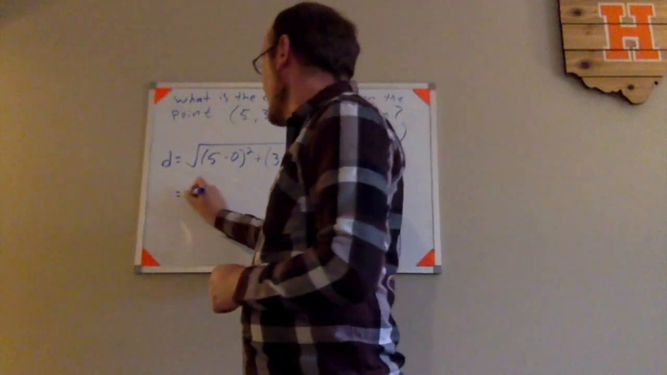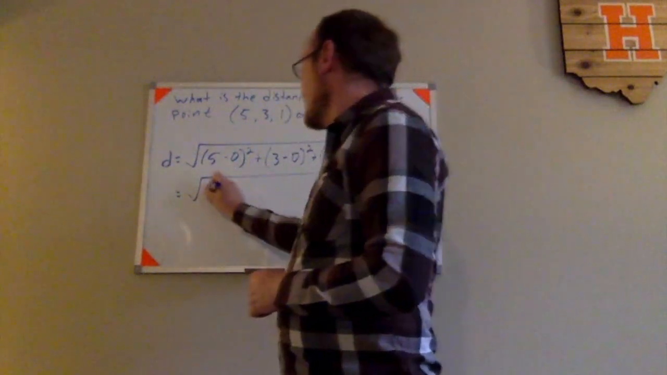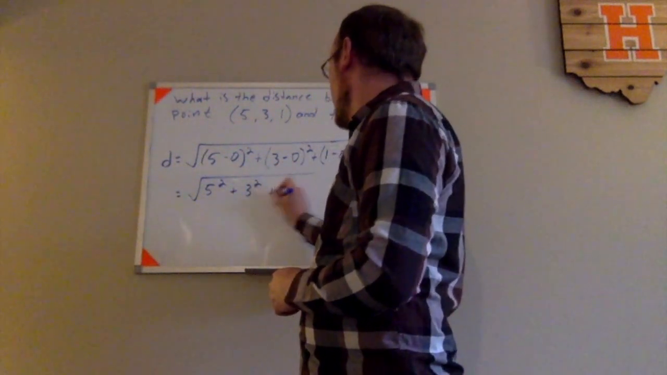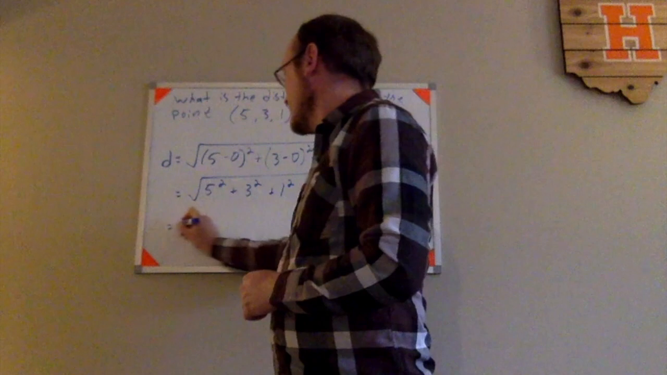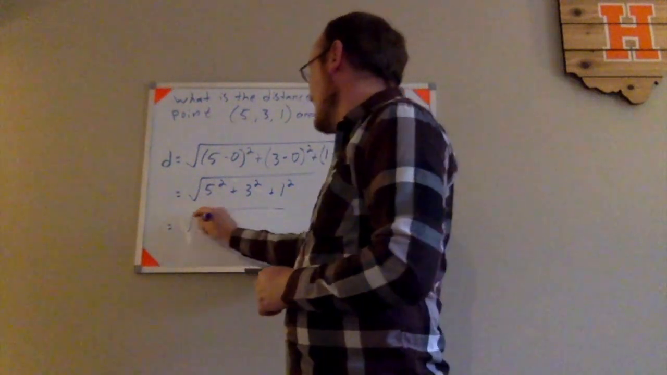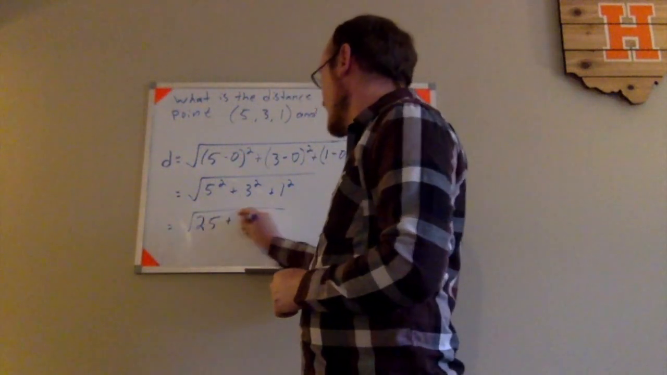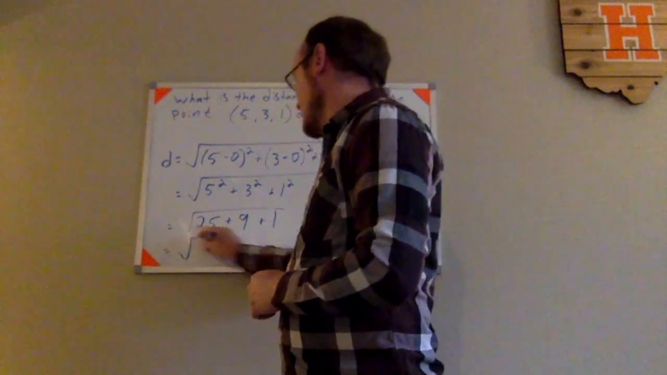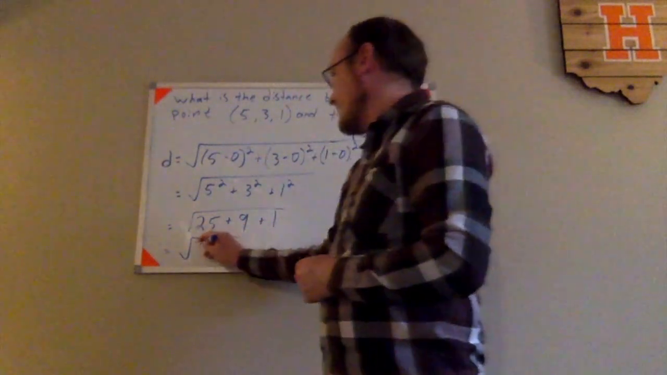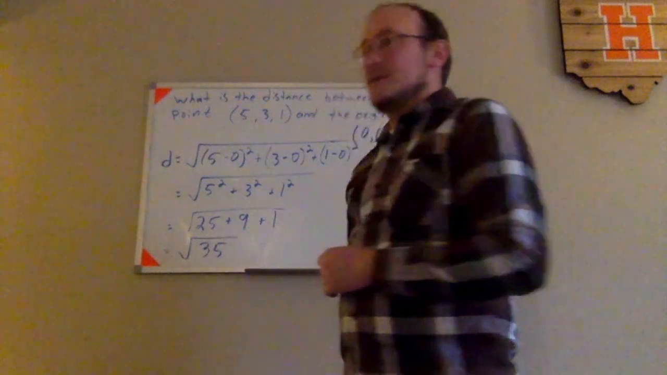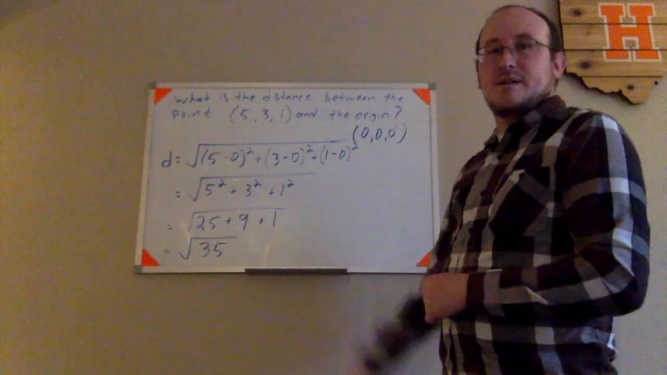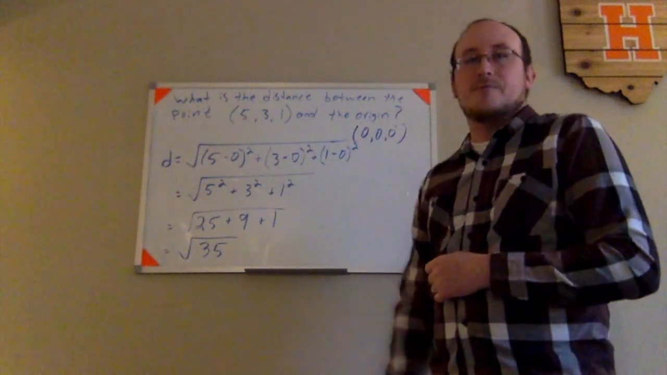Working to simplify, that becomes 5 squared plus 3 squared plus 1 squared. 5 squared is 25. 3 squared is 9. 1 squared is 1, which becomes the square root of 35. So if I wanted the exact answer here, the distance between this point and the origin, it would be the square root of 35.